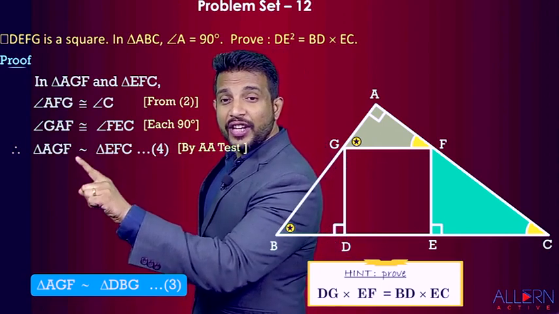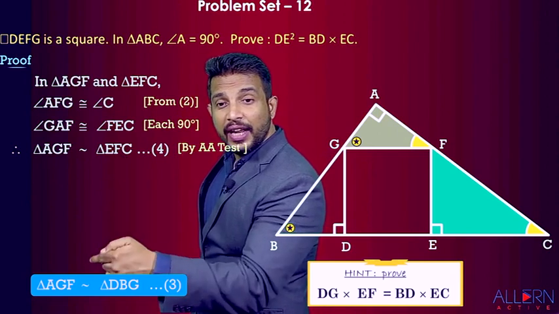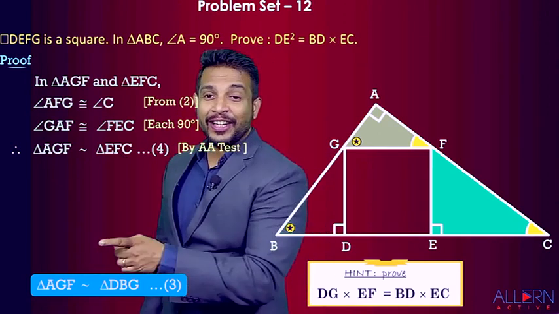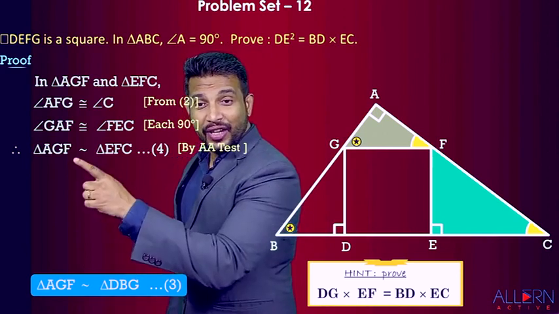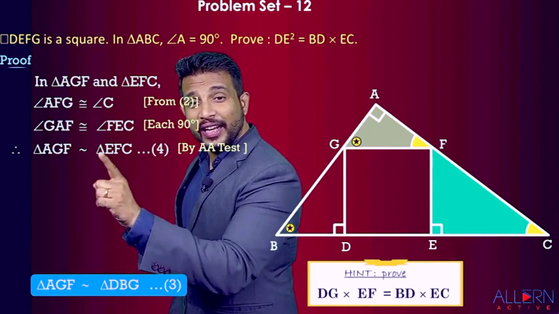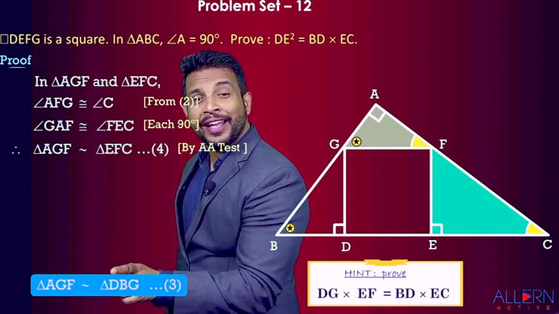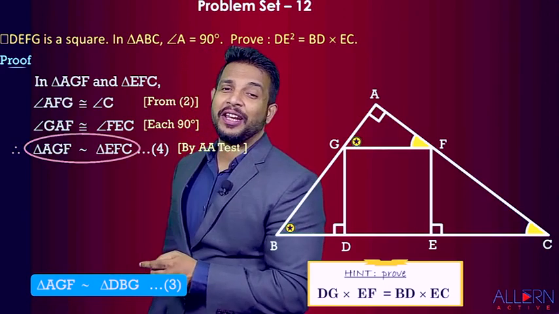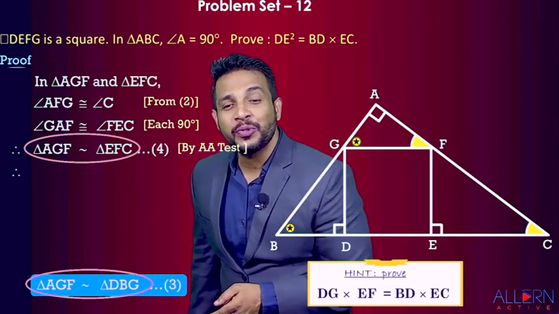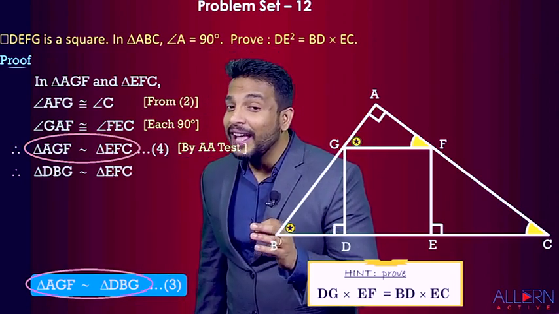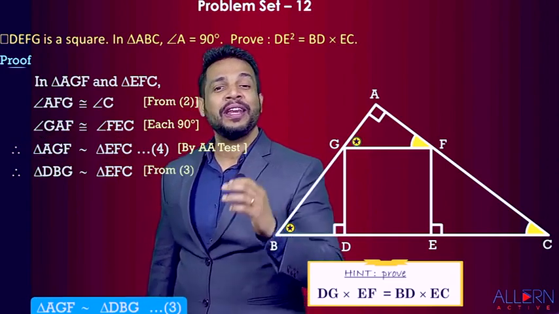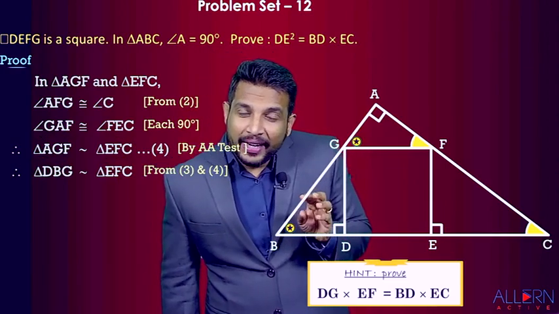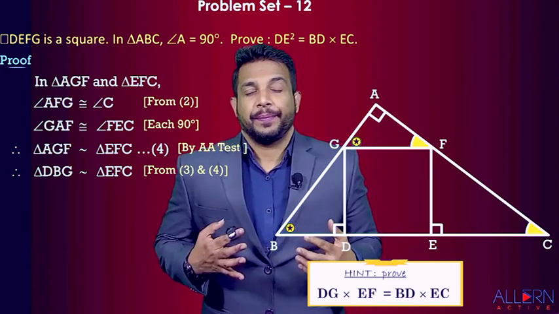Now look at result number 3 and result number 4. Observe, triangle AGF similar to triangle EFC, triangle AGF similar to triangle DBG, right? This is what we got. So now triangle AGF is the same. That means we get triangle EFC similar to triangle DBG, right? We wrote that. So these two triangles, we got them similar, and that is from statement number 3 and 4, right? This was important. This is what we wanted. So ultimately we have got the triangles similar which we wanted.